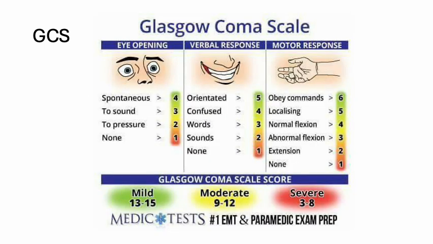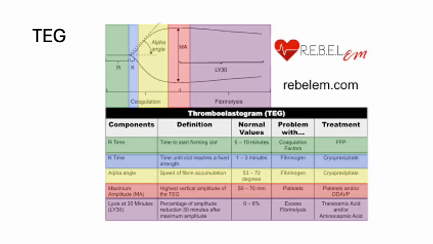Here's the GCS scale. Really important to know the scale, not only for the exam because it will be an easy point, but also for whenever you have a trauma and you're trying to diagnose the GCS as part of your ABCDEs of trauma. Next is the TEG. Really less important to know the graph. From my experience, it's more important to know which blood product to give, depending on what the TEG values show.